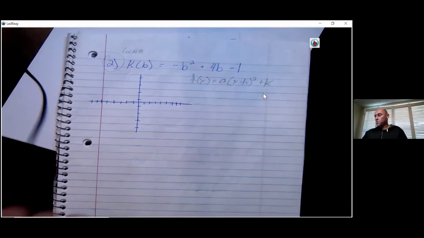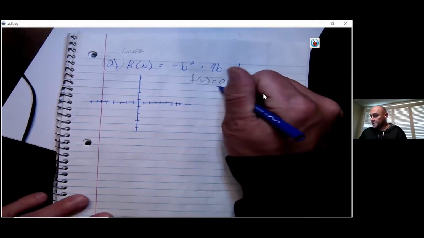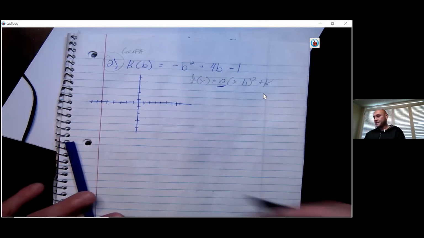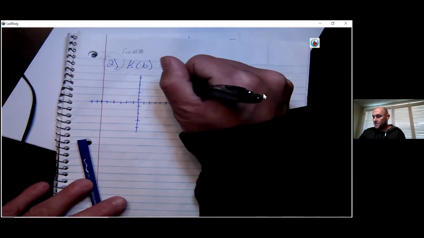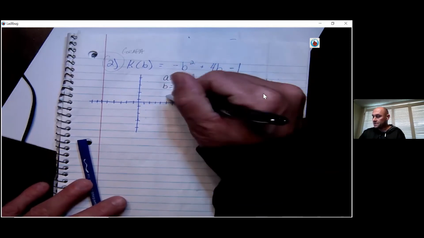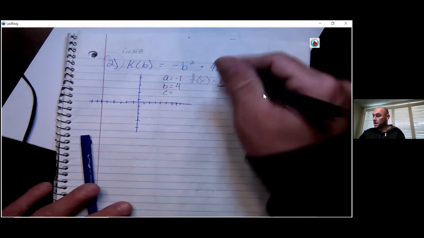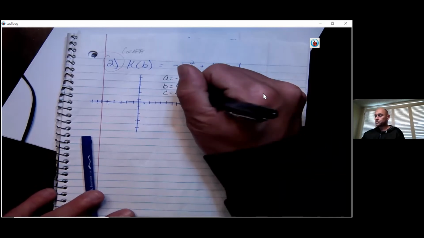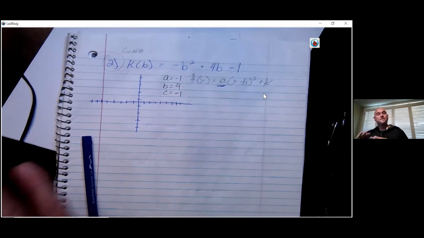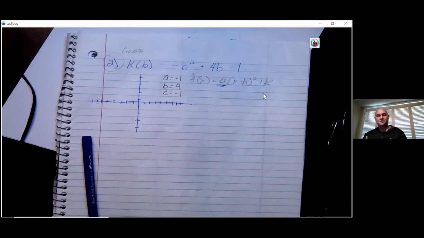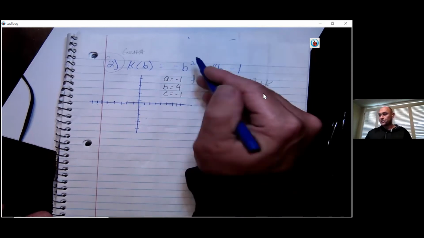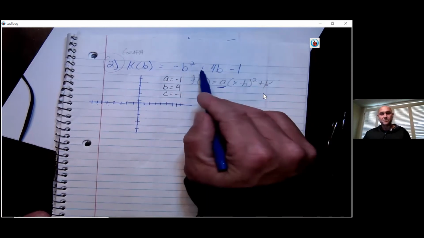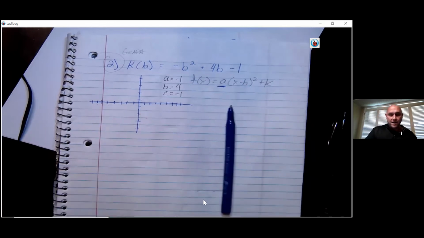One, what is a? As we can see here, when I write it out, I've got a equals -1, b equals 4, c equals -1. All right, so I have my a. The only other thing I need to write this into vertex form is the vertex. So I'm going to take this equation. Of course, remember, you got to change all these x's when you put it into Desmos. I'm going to go put that into Desmos right now.